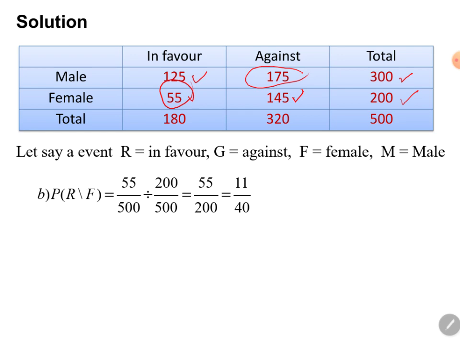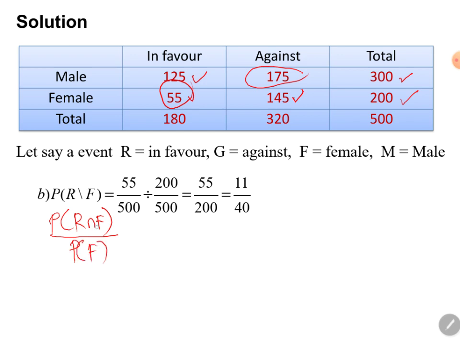Now we want to find the probability of what? R given F. What is R? R is in favor, and F is female, so the probability of in favor given it is a female. So what is the formula? It should be probability of R intersect with F divided by probability of F.